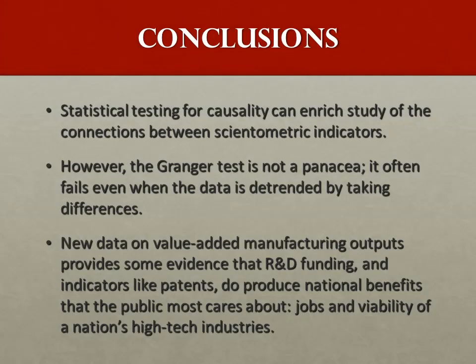All right, so here's the bottom line. This Granger test for causality can sometimes illuminate connections between scientific indicators. However, it's not a panacea. It often fails, even when you would expect one time series to be a cause of the second series. And again, you do have to detrend the series to make it stationary before you can apply the Granger test. You do that simply by taking differences. Often you have to do that twice. You have to difference the data twice.